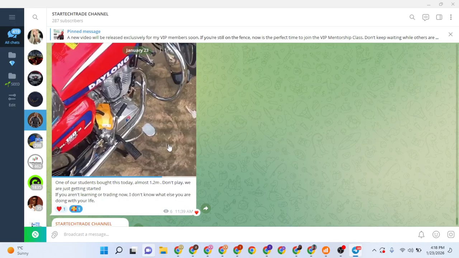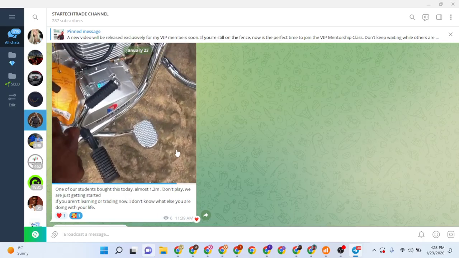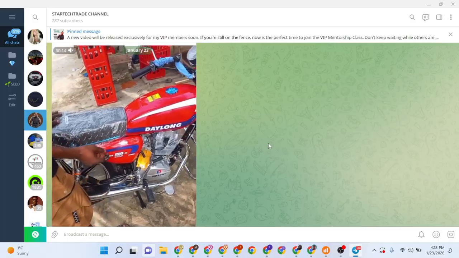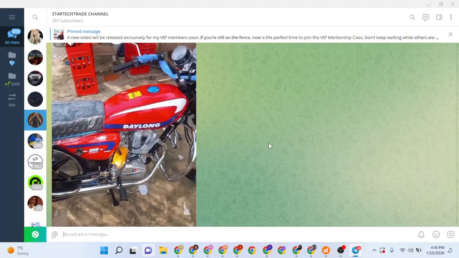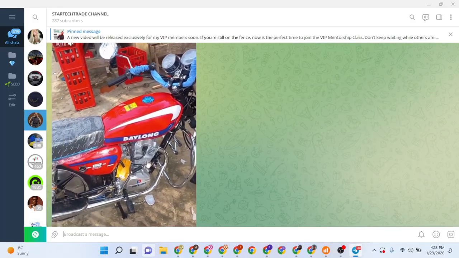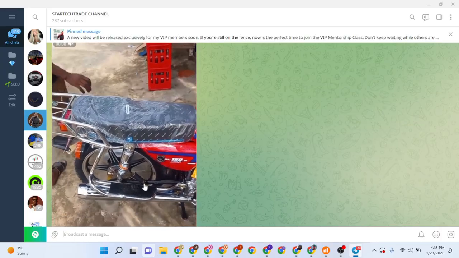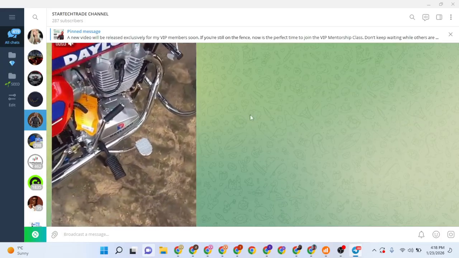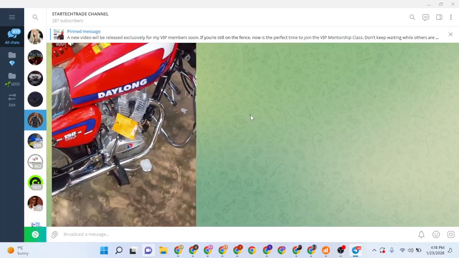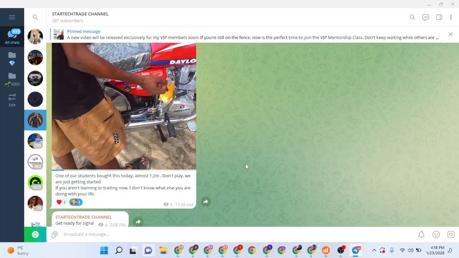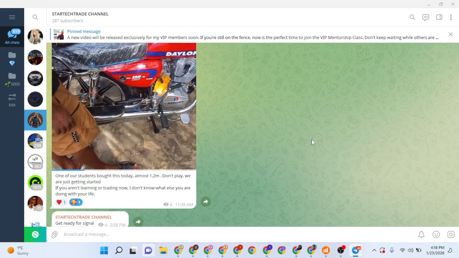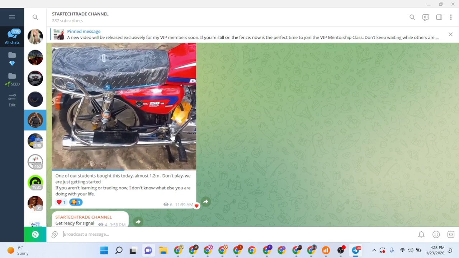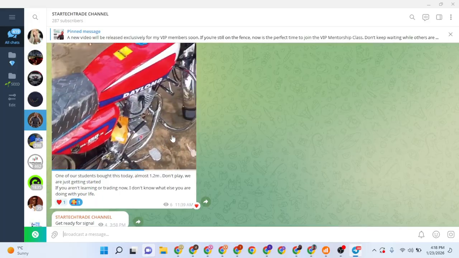You can see one of my students recently bought a motorcycle. You can see it on my group right now. How happy he was. This is the bike he bought today, brand new. In Nigerian currency, the amount he used to buy it is 1.2 million naira.